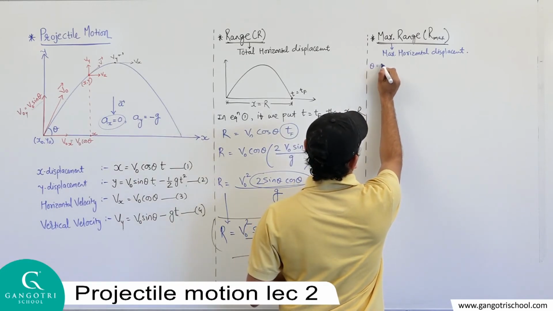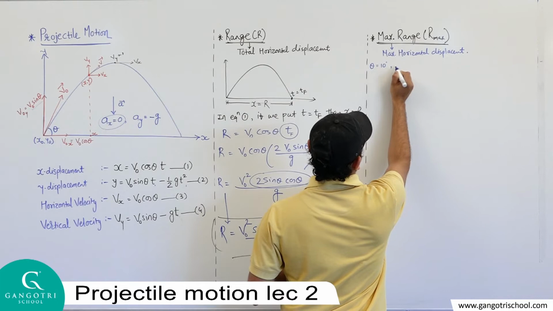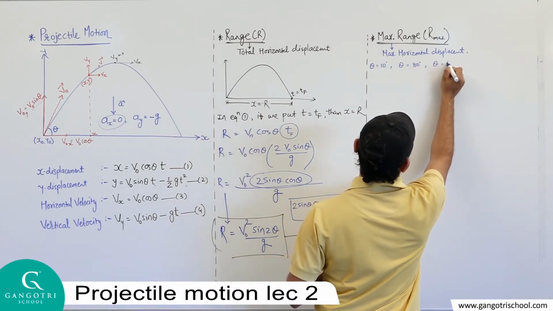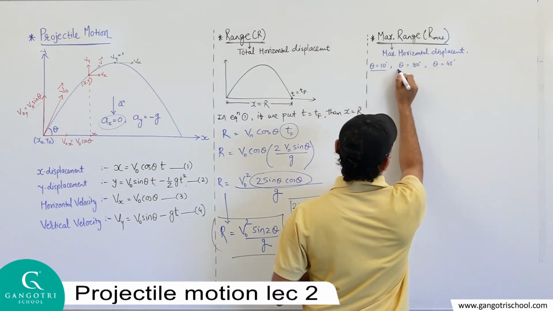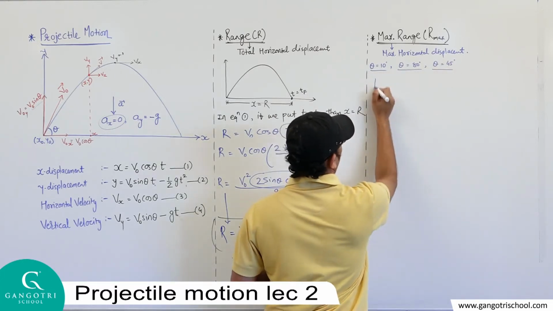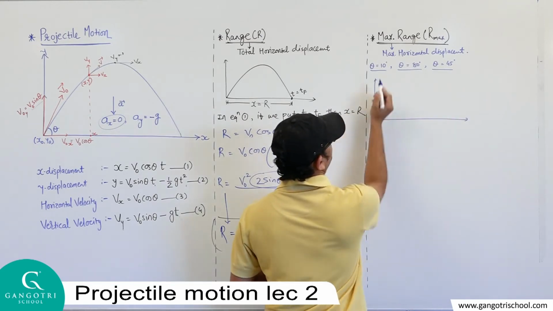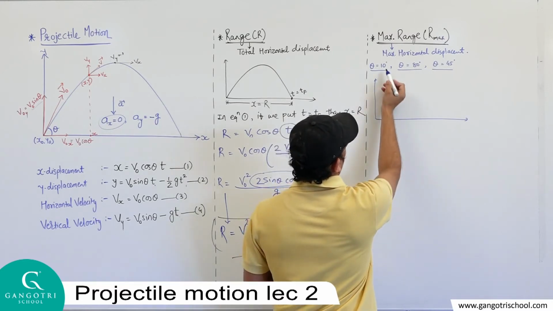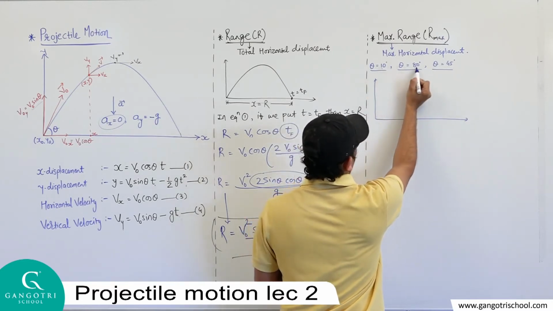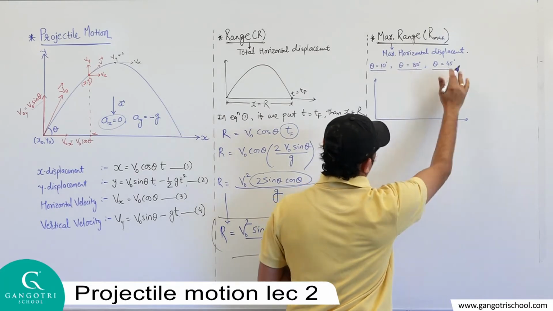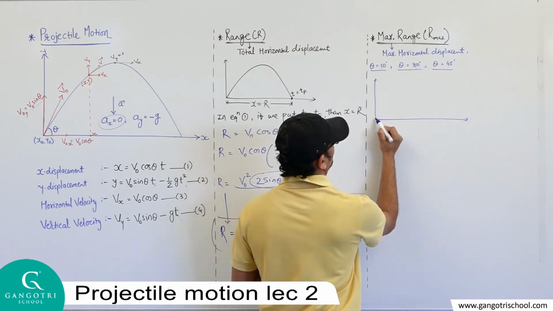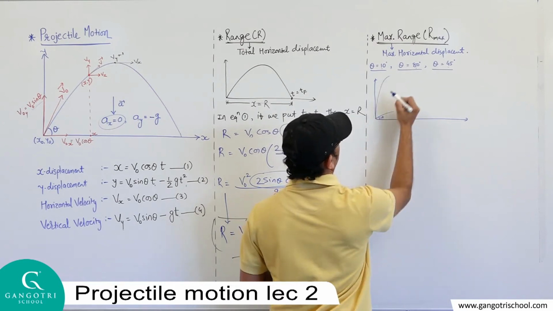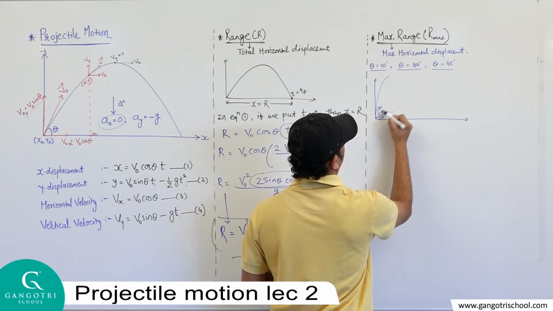So I'll give you 3 angles. The object is thrown at an angle of 10 degrees, at 80 degrees, and at 45 degrees. Suppose you have 3 angles. Look here. Out of these 3 angles, you can imagine that one angle is very small, one angle is very big, and one angle is not big, not small.